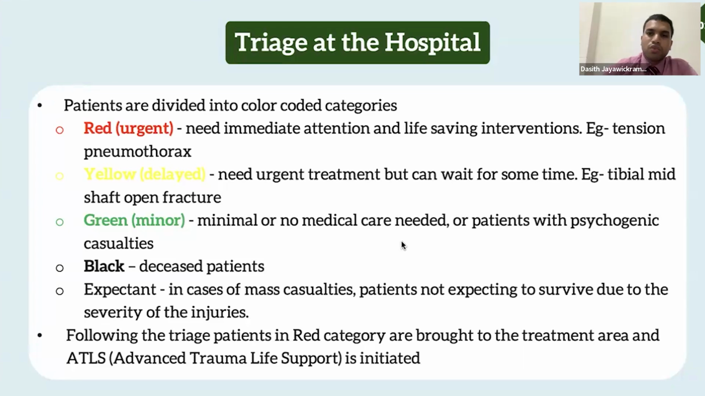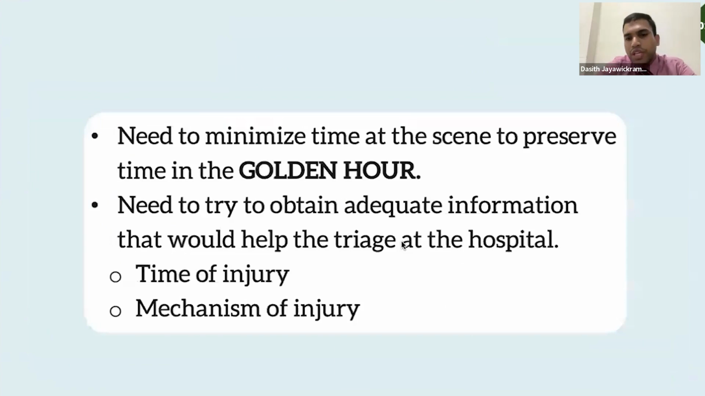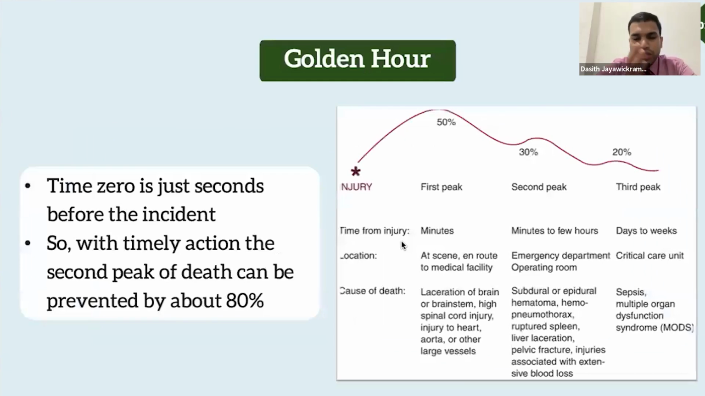Okay. So why is this triage and everything happening? Why do we prioritize these patients? So let's dive into that. It is because we need to minimize the golden hour. So what is the golden hour? Imagine the injury happens now. Just now the injury happens. This is time 0, basically just seconds before the injury. From that time onward, the time starts ticking.